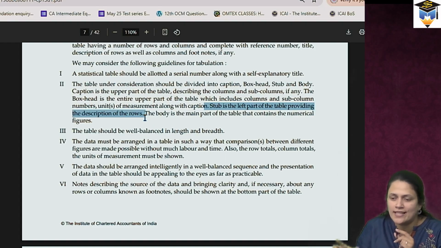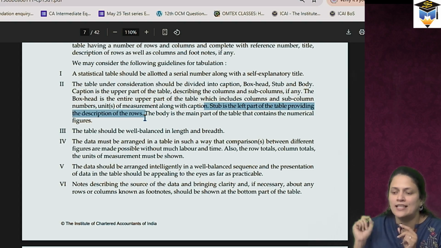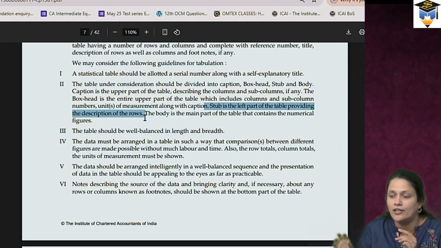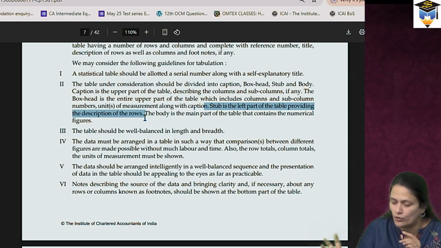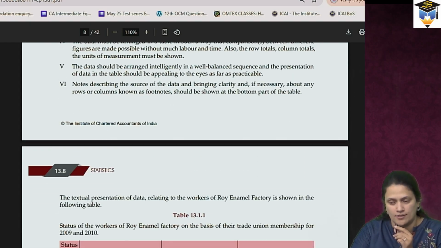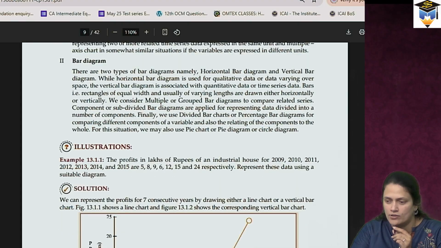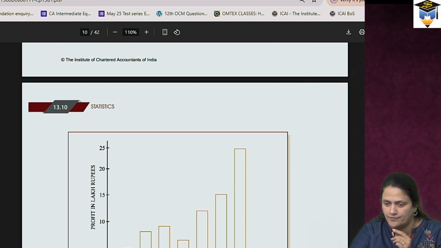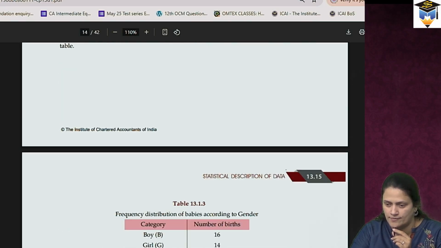The box head is the entire upper part of the table which includes columns and subcolumn numbers, units of measurement along with caption. Stub is the left part of the table providing description of the rows. So it provides description of the rows, and the body is the main part of the table that contains the numerical figures. Okay, so this is an important point.